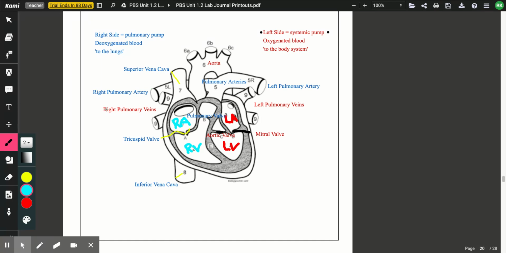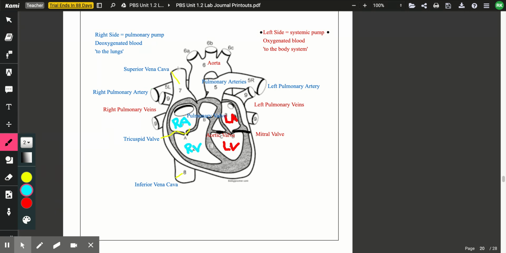So we're going to start with deoxygenated blood. This is blood that no longer contains oxygen. It's been used by all the cells in the body. And so the heart is now responsible for pumping that blood to the lungs so the lungs can then bring oxygen to that blood. So we're going to start with using the color blue.